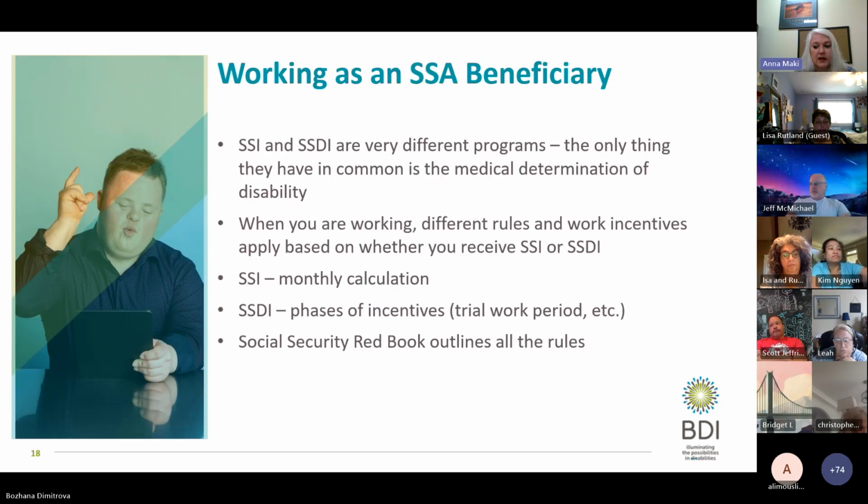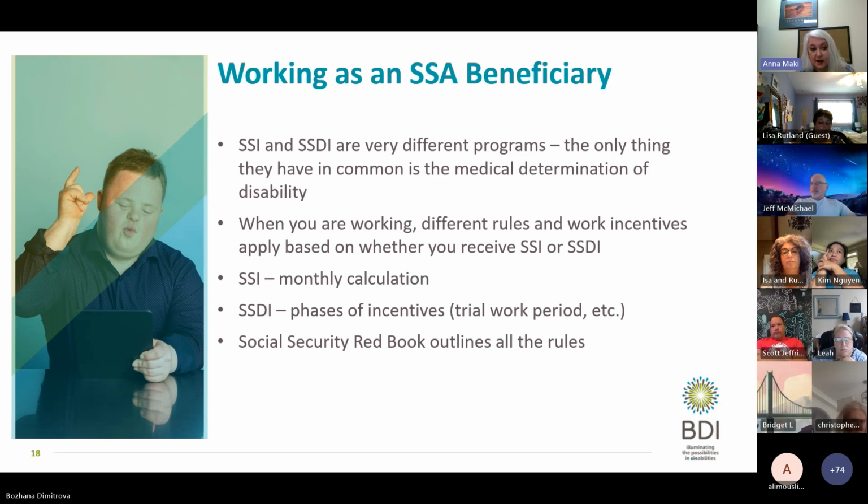So if you're working as a Social Security beneficiary, and I have a whole other presentation that's dedicated to this, so I'm just going to do a very, very high level overview. If you want the details, please come to that session. Working as a Social Security beneficiary, people ask, does it impact my benefits? Heck yeah, it does. And it does it in two ways.